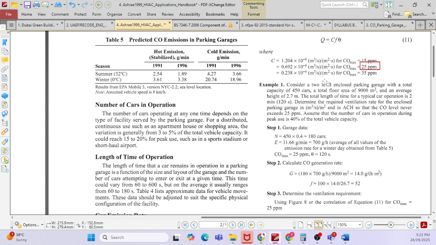Clear? Okay. I think I have shared this material, the car park ventilation. Did you download it? I will be sharing this material with you. Download that material, and whenever you have any queries, ask in the group and the people will answer.